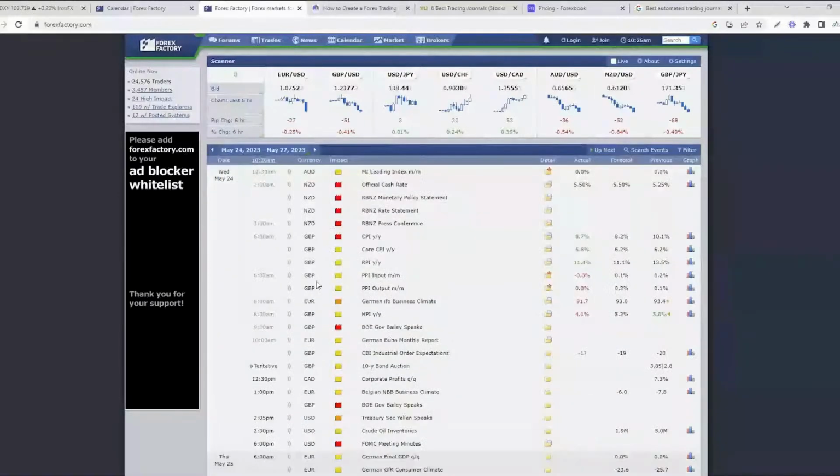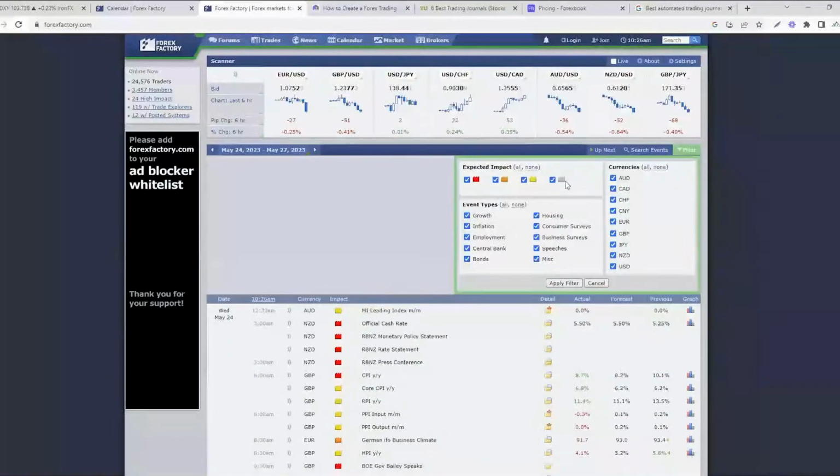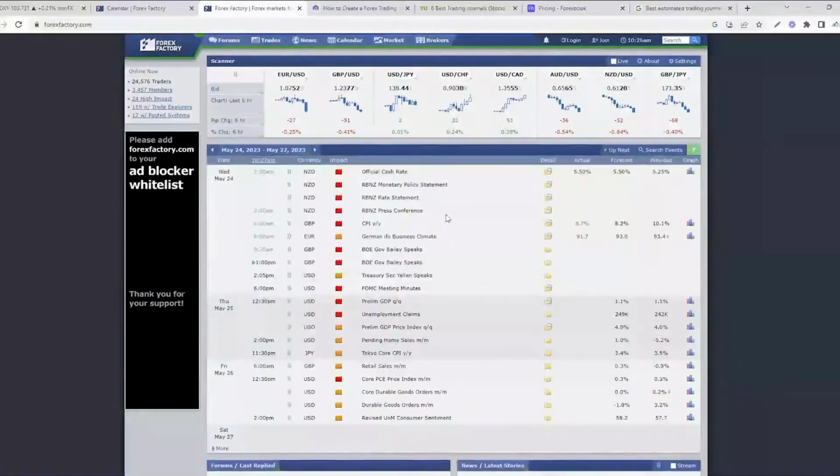Apply the settings. Then you go to filter on the right, click on filter. Typically I choose the two most high impact events. Of course, you are free to select all the options as well, but for me, I prefer to choose the two most high impact events. Then I choose all event types, and currencies I will choose all as well. And then I apply the filter.